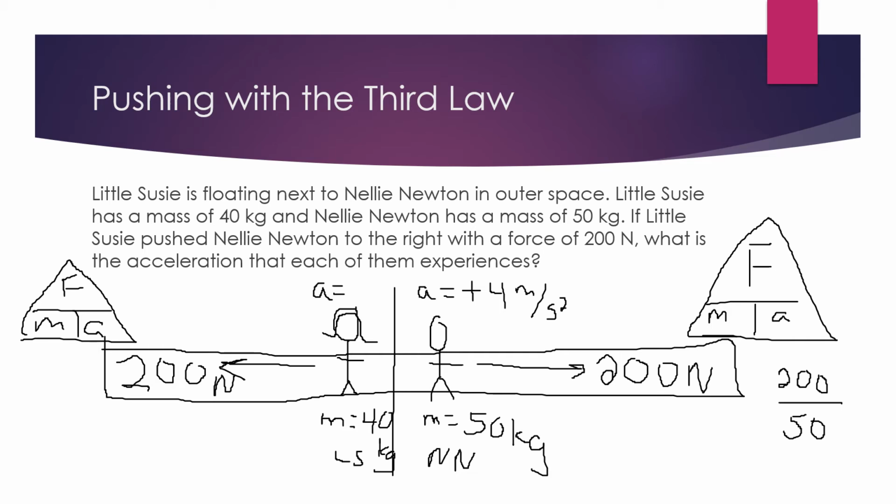She has a force of 200. It's actually negative 200. Wait, why is it negative 200? Because it's equal and opposite. This arrow is to the left, and left really means negative. Her mass is 40. Negative 200 divided by 40 is negative 5 meters per second squared. That's how you get their accelerations.